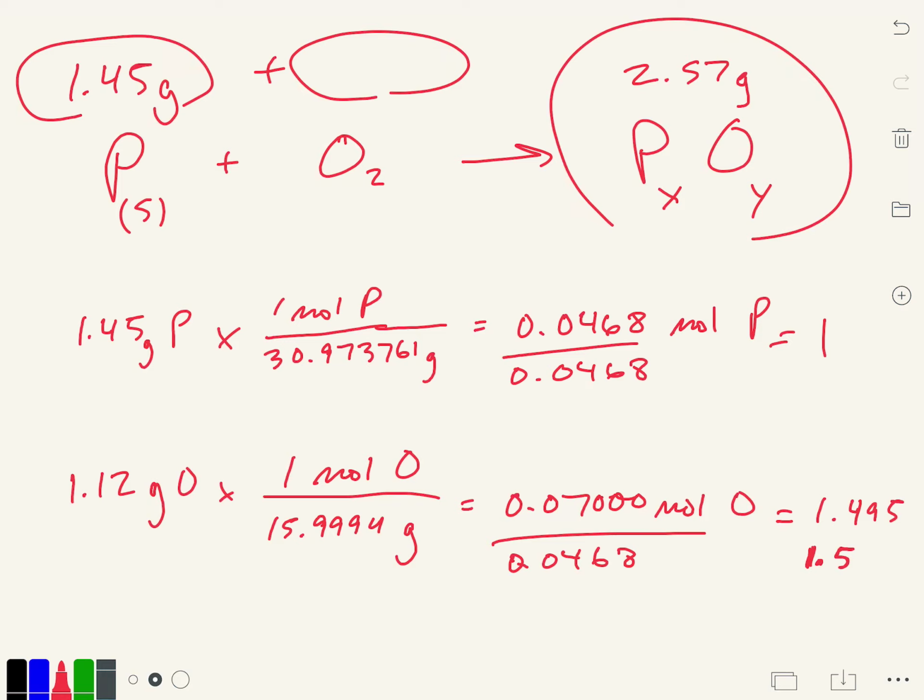Here's where we have to multiply now to get rid of these decimals. What can we multiply something that's 0.5 by to get a whole number? 2. So 1 times 2 is 2 phosphoruses, and 1.5 times 2 is 3 oxygens. So we ended up with P2O3 as the empirical formula for this problem. This one we were given gram amounts of a product and a reactant, not decomposition amounts like we did in the previous problem. Let's do one more of these.